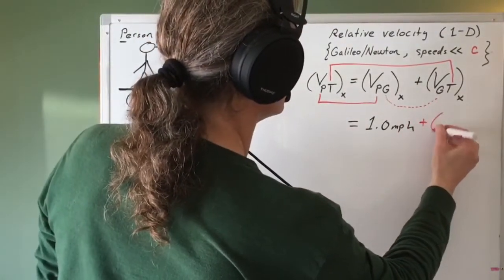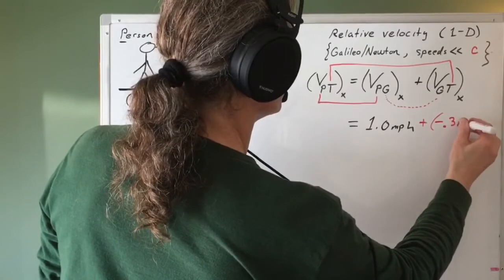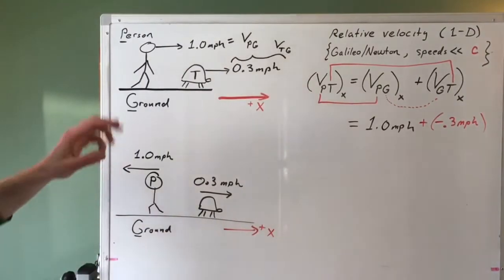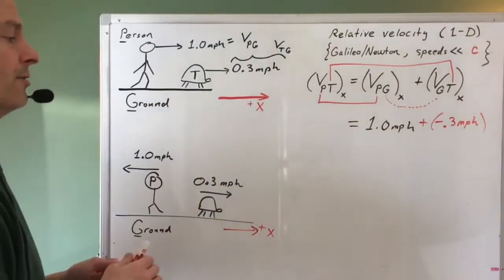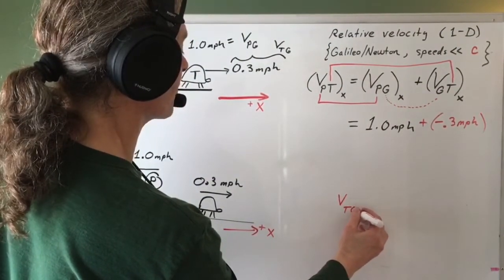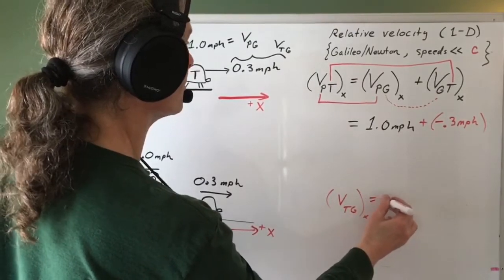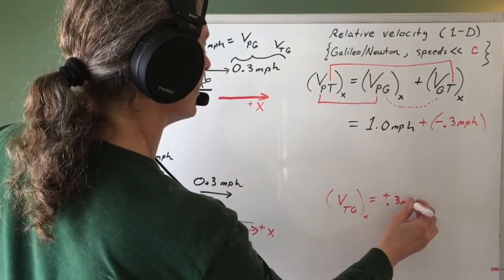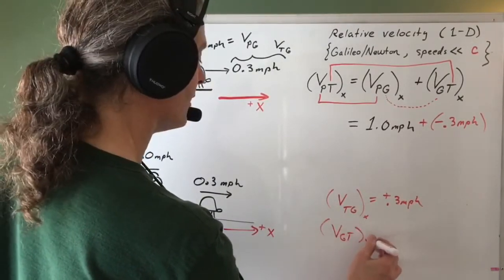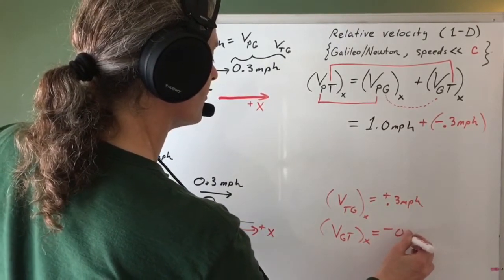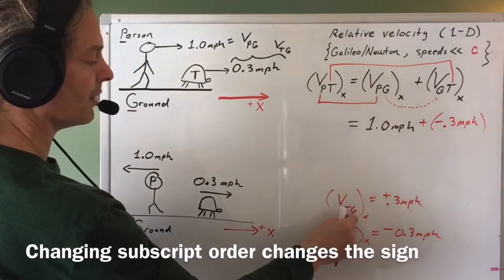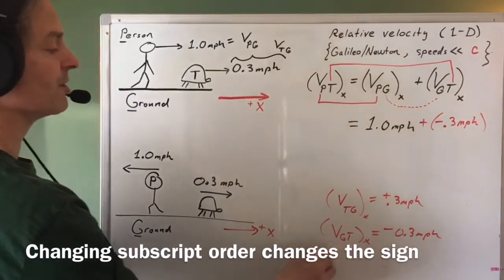So plus minus 0.3 miles per hour. And this is an important point to mention. If you switch the order of subscripts, you introduce a minus sign. So just to write that here, the velocity of the turtle relative to the ground, x component, is equal to positive 0.3 miles per hour. But the velocity of the ground relative to the turtle, x component, is equal to negative 0.3 miles per hour. Anytime you switch the order of your relative velocity object subscripts, you introduce a minus sign.